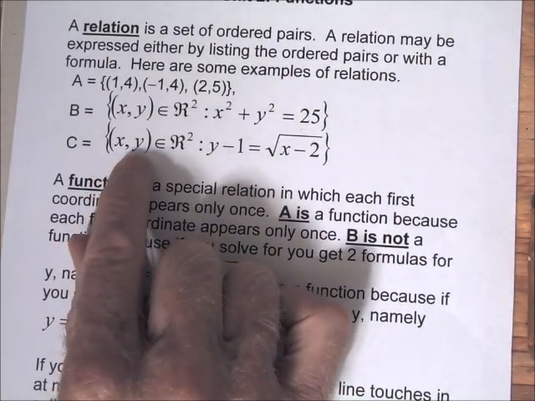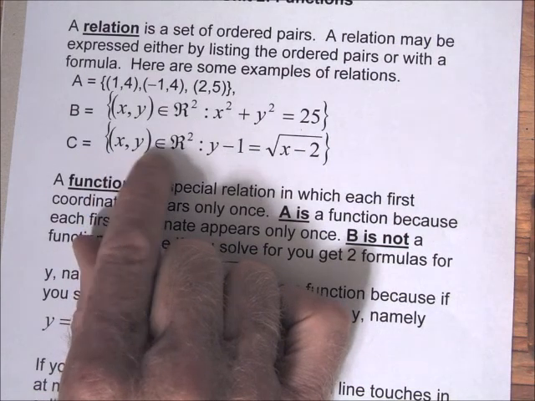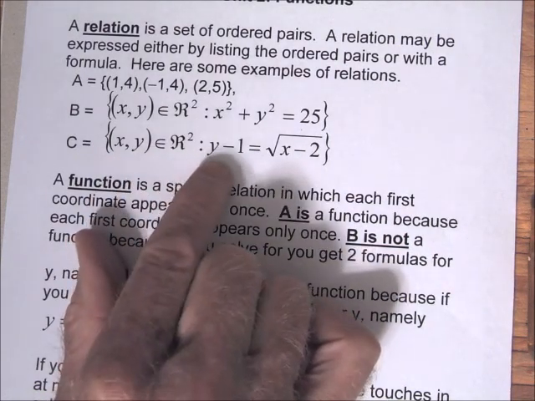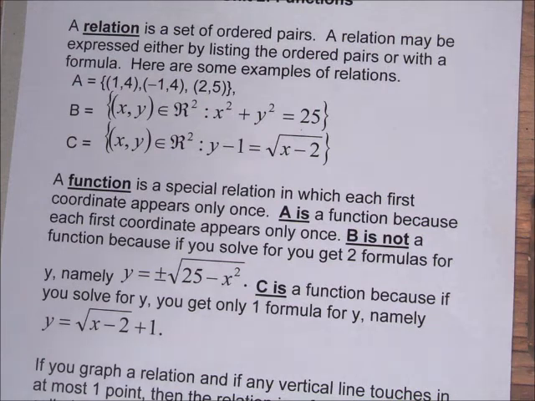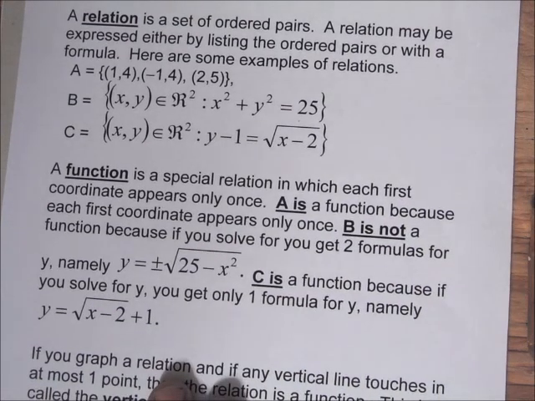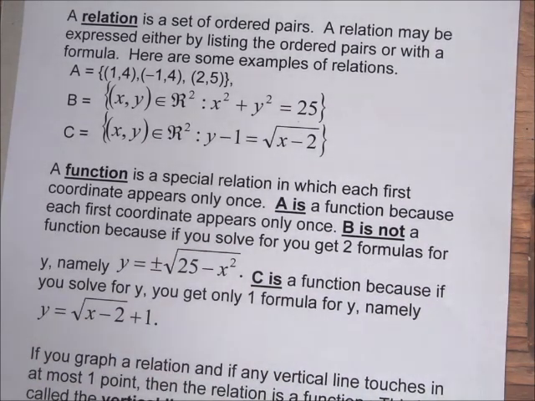Relation C is the set of ordered pairs (x, y), such that y minus 1 is equal to the square root of x minus 2. This is a piece of a parabola. I like to call it a semi-parabola. Okay, so those are examples of relations.